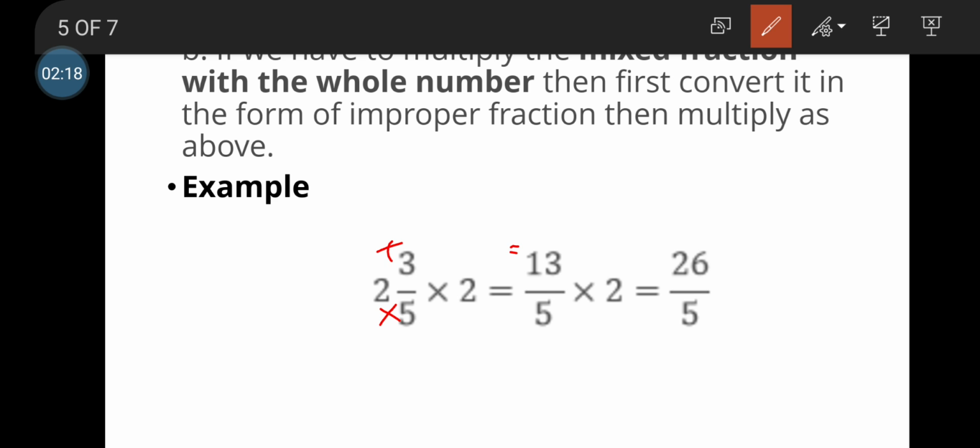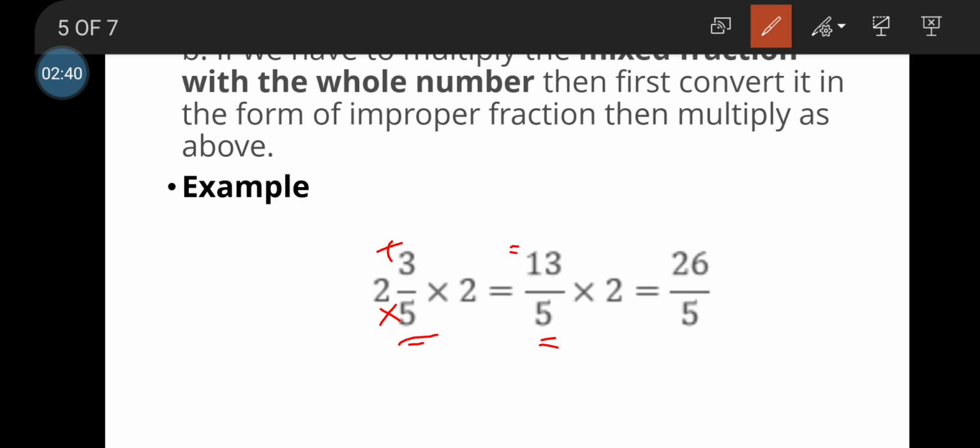And 15 divided by 5. This 5 as such we should write in the denominator. So again I will repeat, 5 into 2 we should do and that answer 10 should be added with 3. So 13 we will get. So 13 by 5 is the improper fraction of 2 3 by 5.